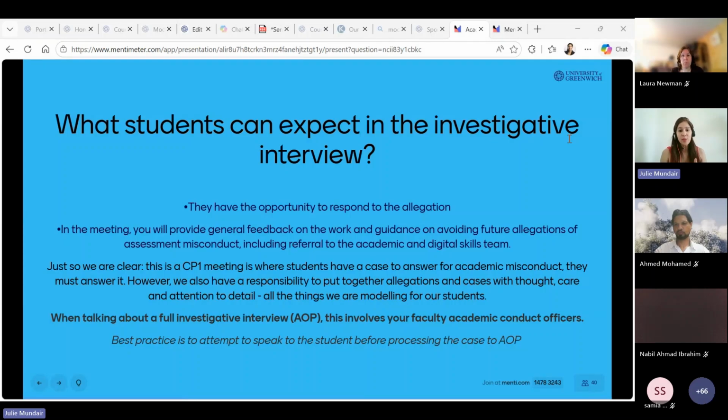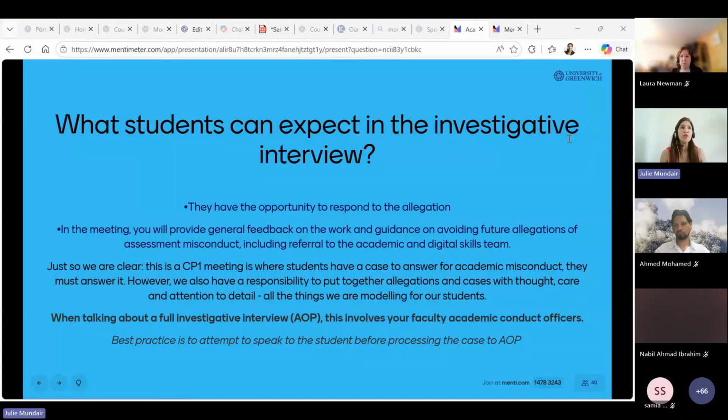And so the CP1 is really important. This is where students have to answer to the case of misconduct, but we also have a responsibility to put together all the notes for the allegation and have that attention to detail, okay? And so again, the assessment, what they've said, I tend to record the meeting as well, just so that I've got it for my own records, in case a student says, no, I didn't say that.